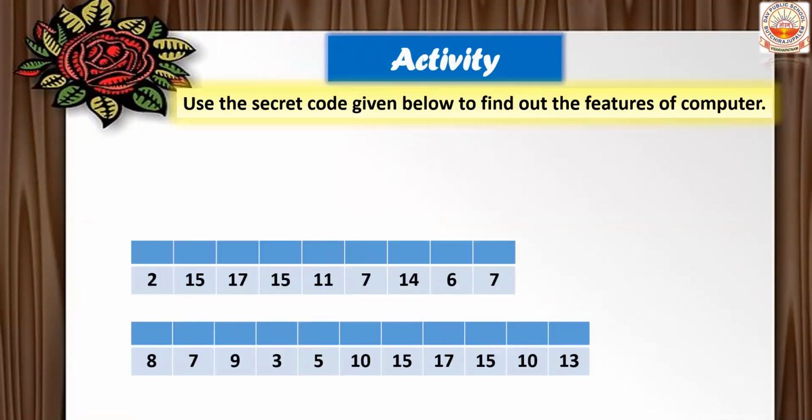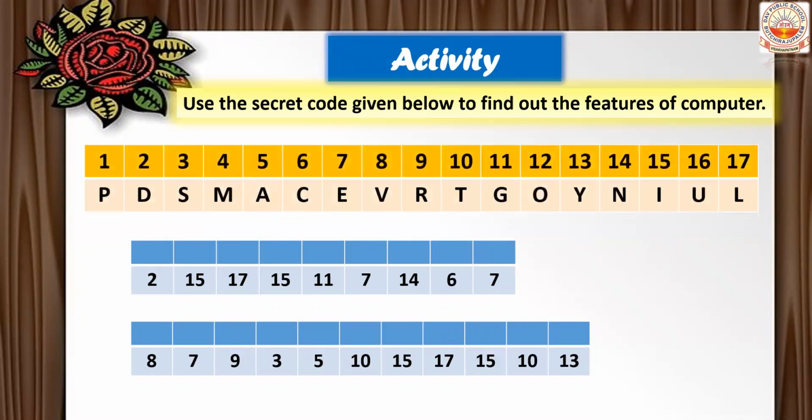Now find out the next feature, children. So 2. So what is the letter under 2? D. Then 15 is I. Then 17, it is L. Again 15, I. 11, G. 7, it is E. Then 14, N. 6, it is C. Then 7 is E. So what is it, children? So diligence. So now let us find out the next feature.